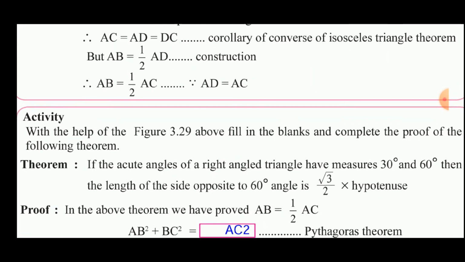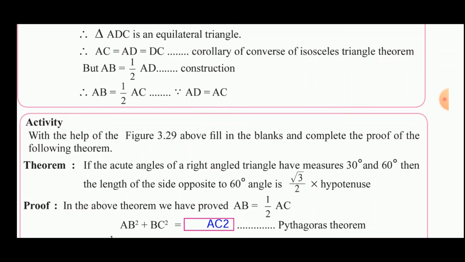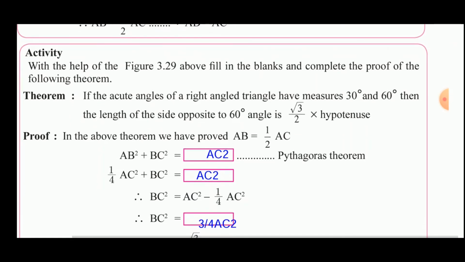Now next we have to see that if the acute angles of the right angle triangle are of the measure 30 degrees and 60 degrees, then the length of the side opposite to the 60-degree angle is √3 by 2 times the hypotenuse. So in the above theorem we have proved AB is equal to half of AC. So you have to prove that AB square plus BC square is equal to AC square.